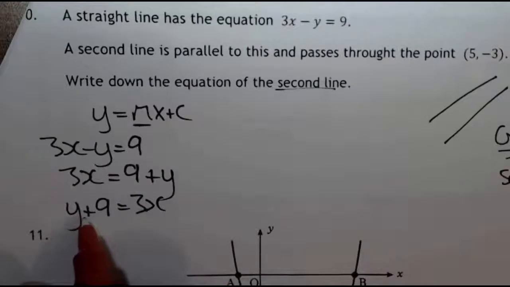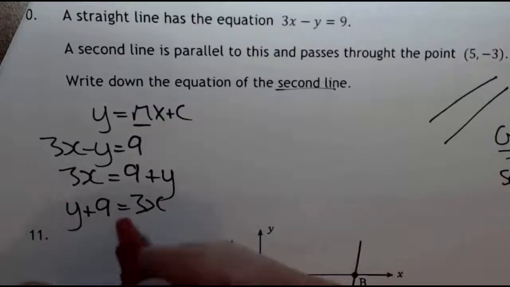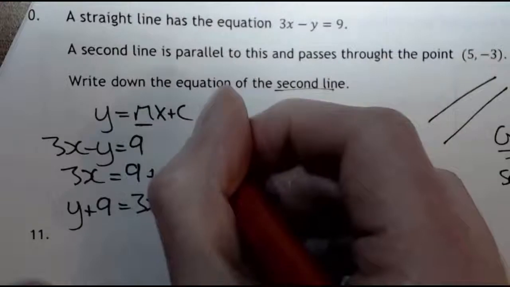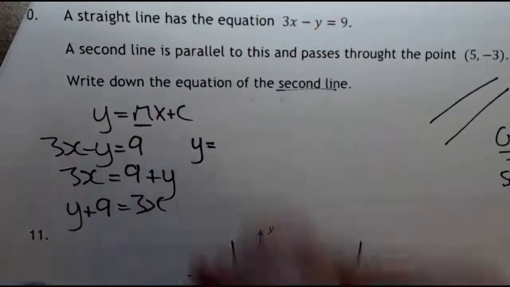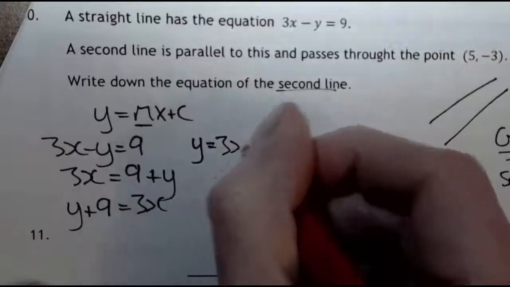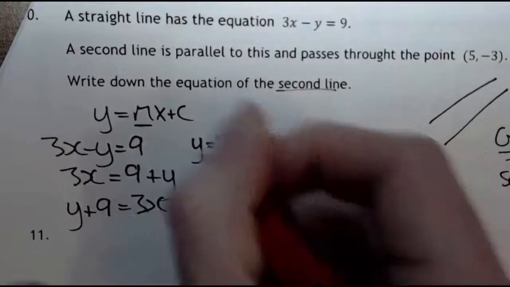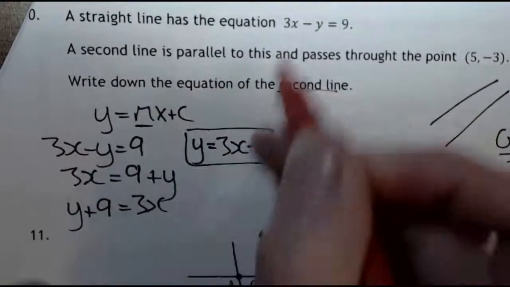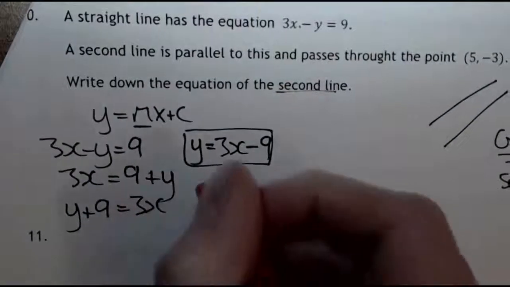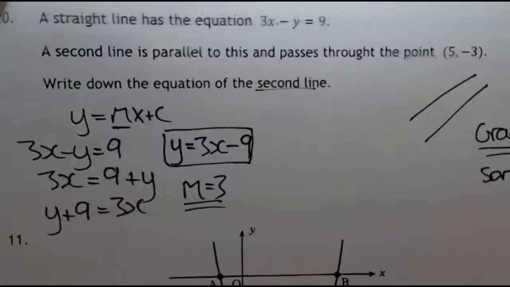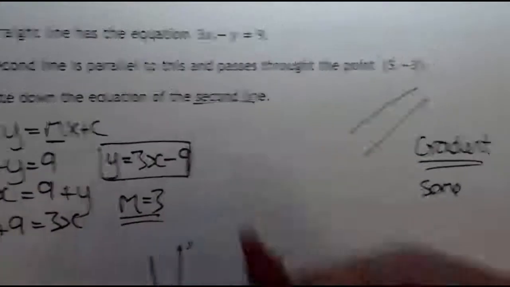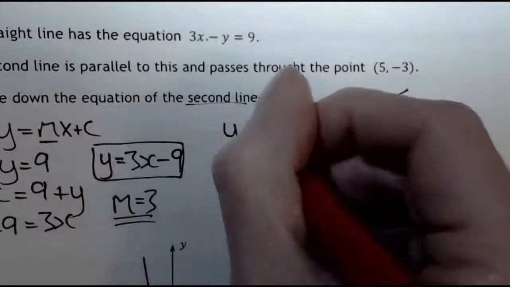So if I subtract 9 from it, we've now got the equation in the form of y equals, so I'm going to take 9 away from this side, and need to take it away from that side, so y equals 3x minus 9. So that's the first equation written in this form. So therefore, we can now say that m is equal to 3. So we're just going to write this equation out again.